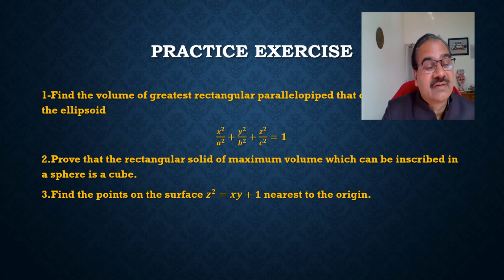This is the practical exercise. I want you to do the practice. First, find the volume of the greatest rectangular parallelepiped that can be inscribed in the ellipsoid x square by a square plus y square by b square plus z square by c square is equal to 1. Second, prove that the rectangular solid of maximum volume which can be inscribed in a sphere is a cube. And third, find the point on the surface z square is equal to xy plus 1 nearest to the origin. Okay, so please do these.